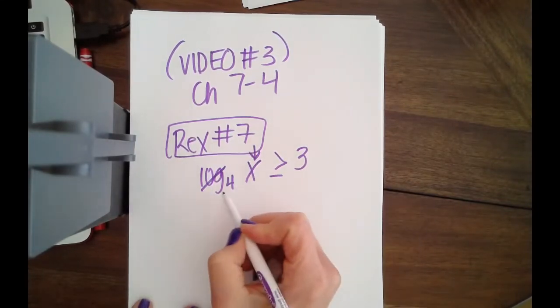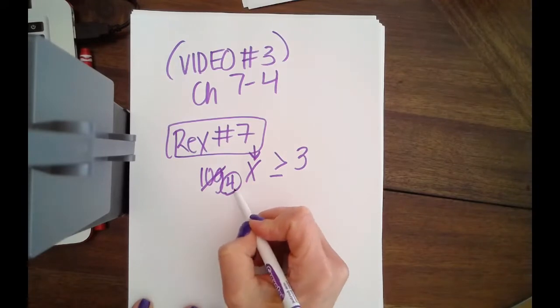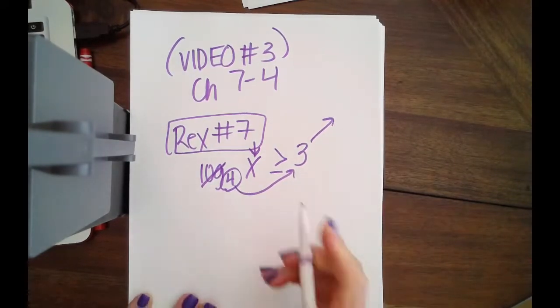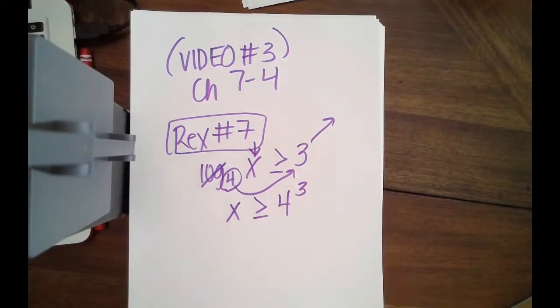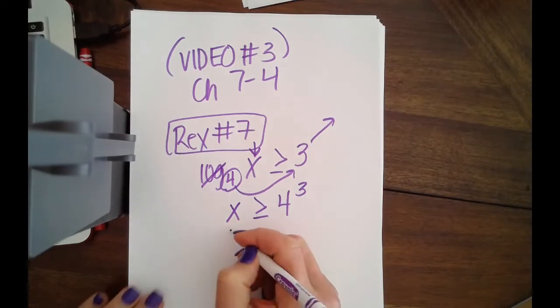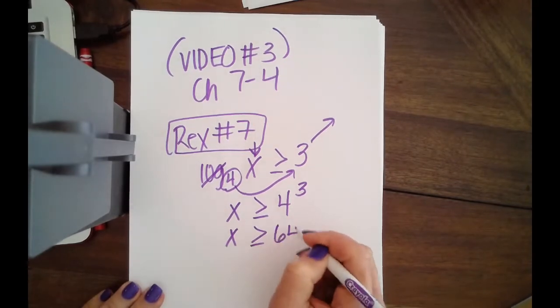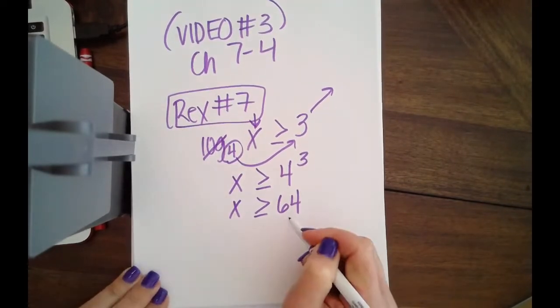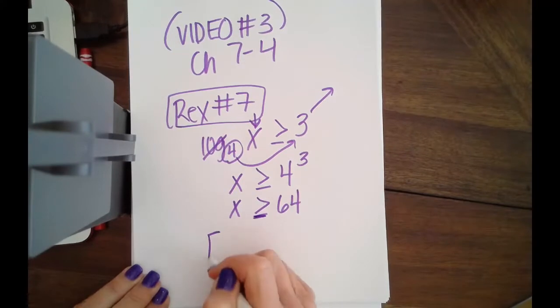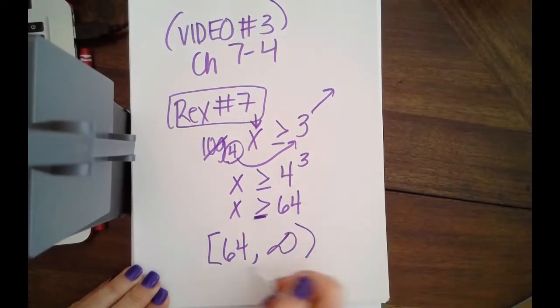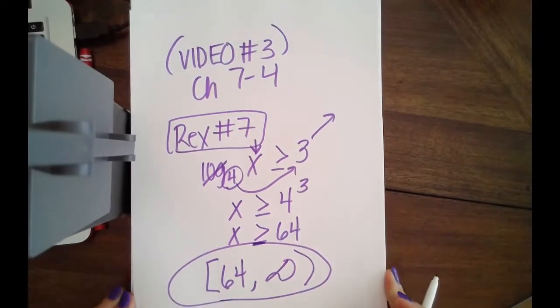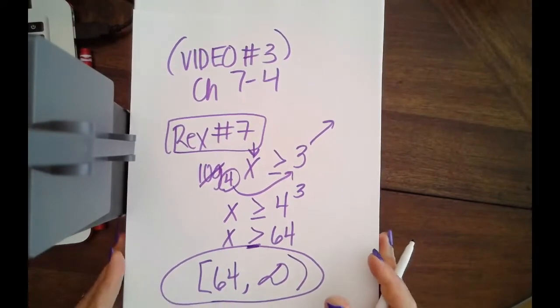Get rid of the word log. That dislodges your base, and he gets to come over here and push the exponent up. So x is greater than or equal to 4 to the third power. Okay, so 4 to the third power is 64. So x is greater than or equal to 64. All right, interval notation. You are including 64, so it's a bracket, 64, and all values greater than that. So this would be the interval answer to Rex number 7.